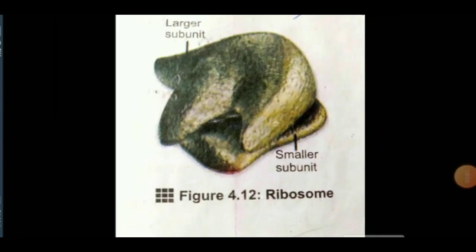Now what is the function of ribosome? The main function of ribosome is protein synthesis. When a ribosome is not in a working phase, then they separate into separate units, larger subunit and smaller subunit, which you can clearly see in the picture.